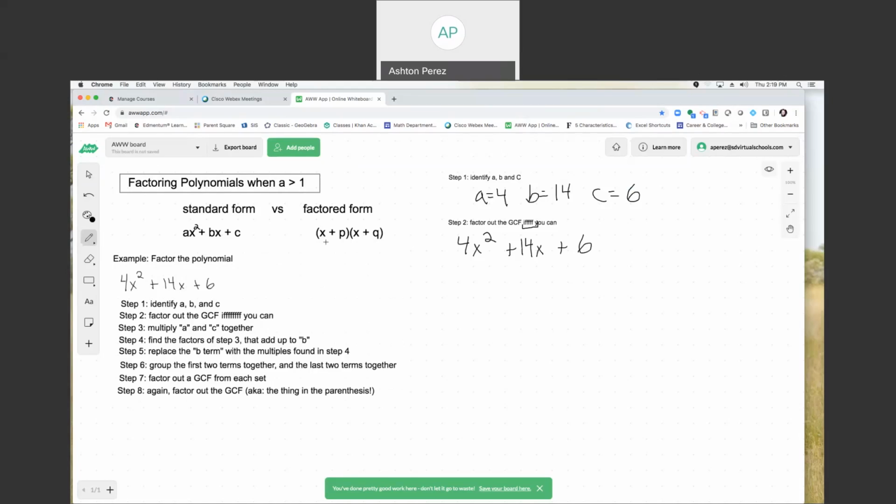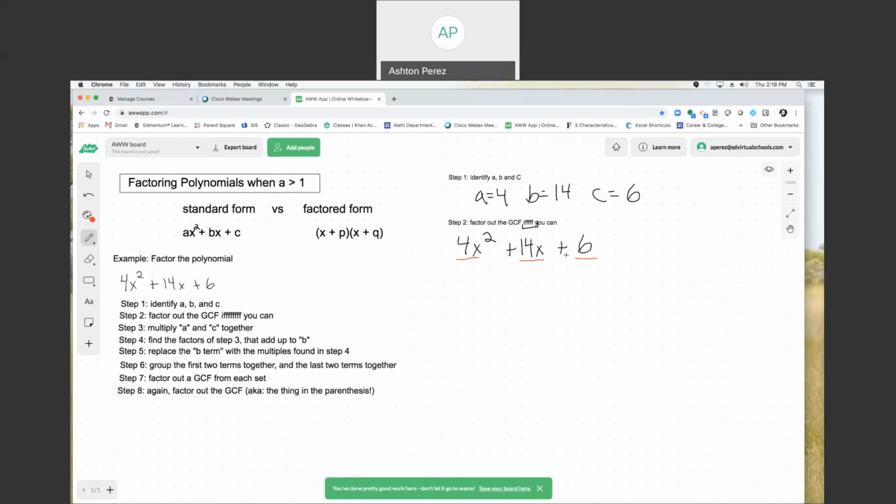Now, some red flags should be going off because all three numbers are even. We have a 4, a 14, and a 6. So if they're all even, at the very least, you can pull out a 2. And in this case, that is the greatest common factor. Sometimes when you have even numbers, that isn't always the case. You'll be able to pull out a greater multiple, but for this instance, the greatest common factor is 2.